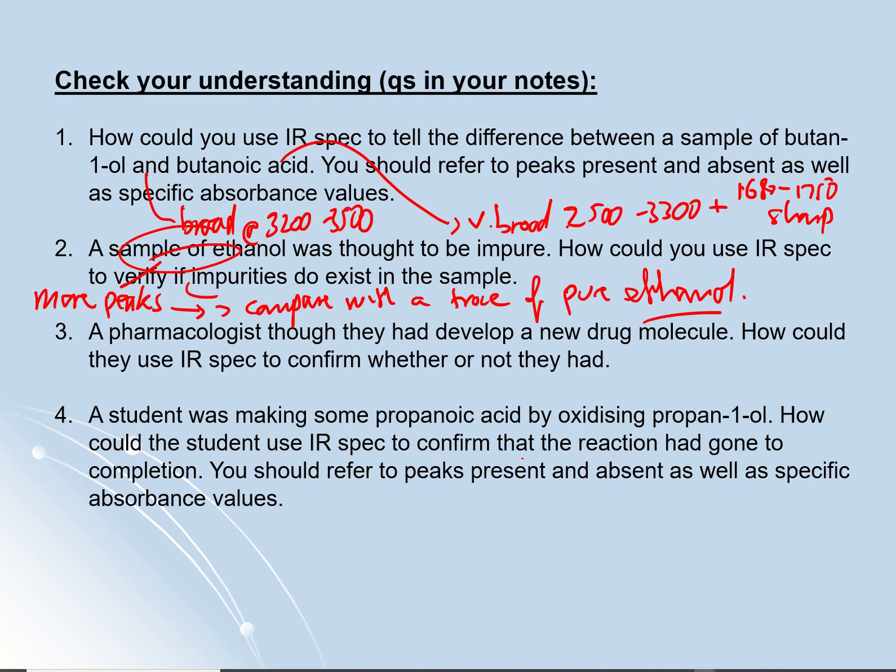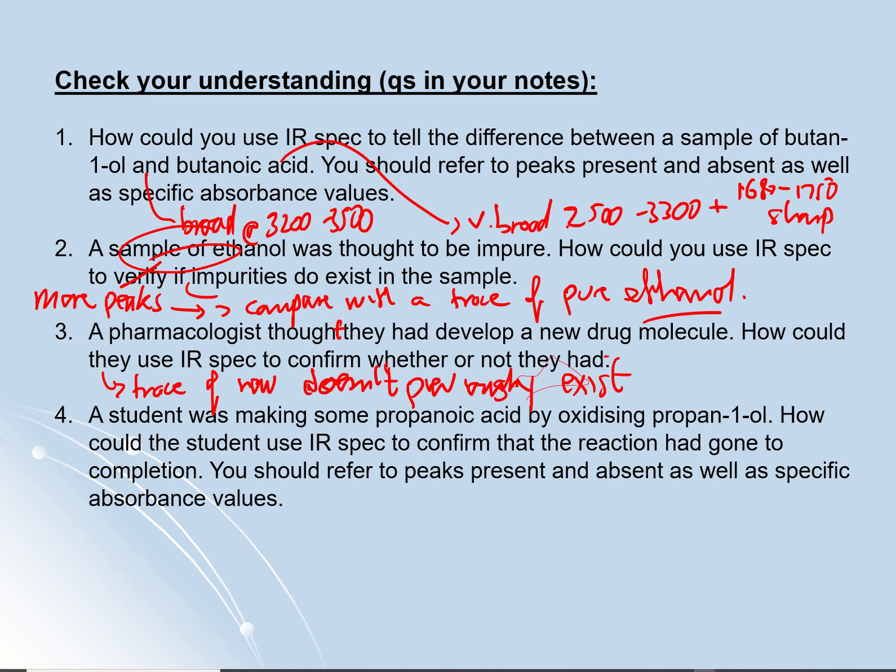A pharmacologist thought they had developed a new drug. How could you use infrared spec to confirm they had developed a new drug? Well, very simple. The trace of the new drug doesn't previously exist. All of these traces are held in a computer database. If you've made a whole new drug, well then that trace isn't going to be anywhere.